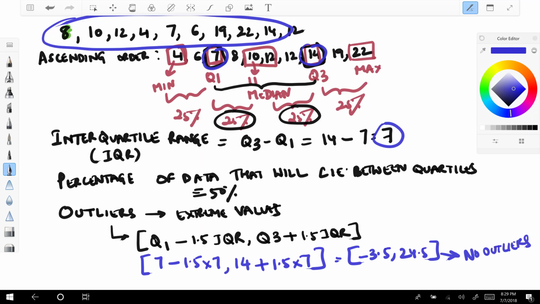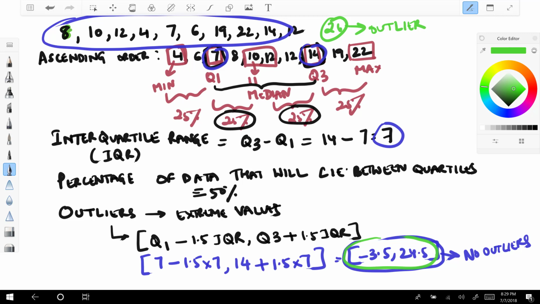Suppose our range was this and we had a data point. Suppose we had 26 in this data set. So clearly 26 is out of negative 3.5 and 24.5. So it's above 24.5. This would have been our outlier. So that's the concept of outlier.